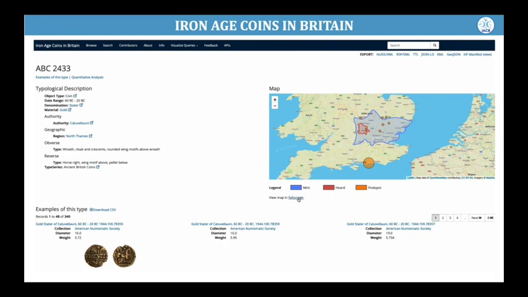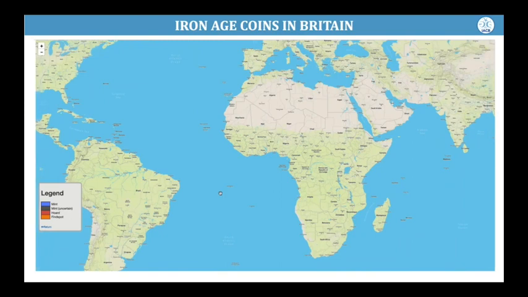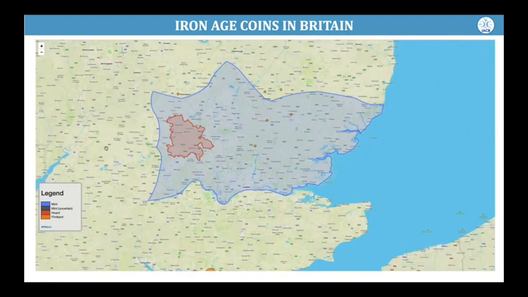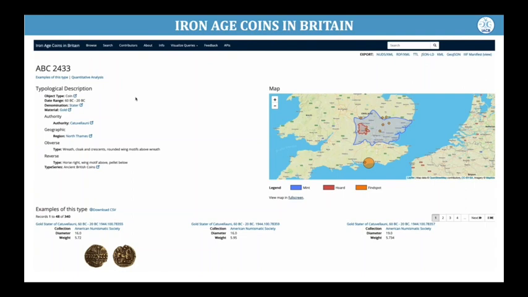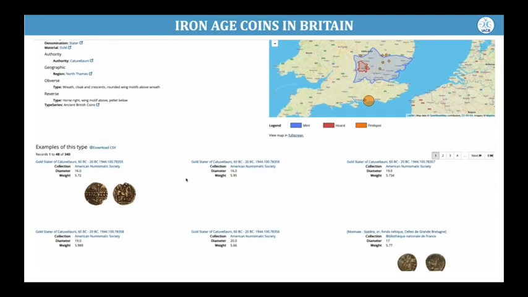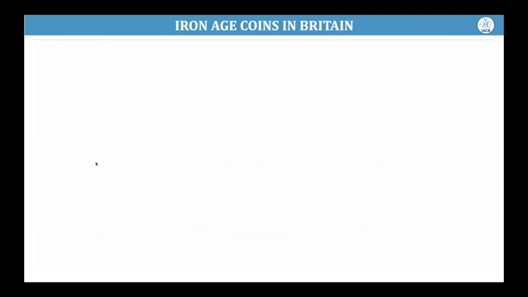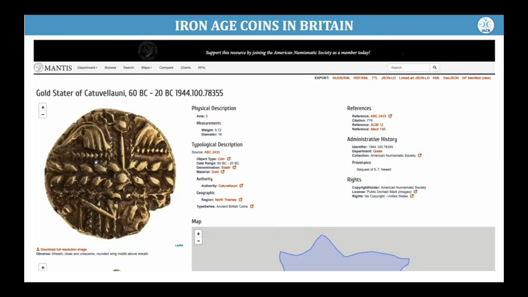On the right is a distribution map, which shows you where all the ABC 2433 type coins are found. You can also make this map full screen. If you want to learn more about an individual coin, you can click on that coin, which will take you to its origin database. This coin, for example, is part of the American Numismatic Society collection. As you see here, they give all the details about this particular coin.